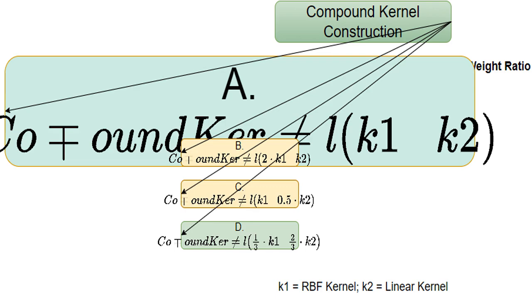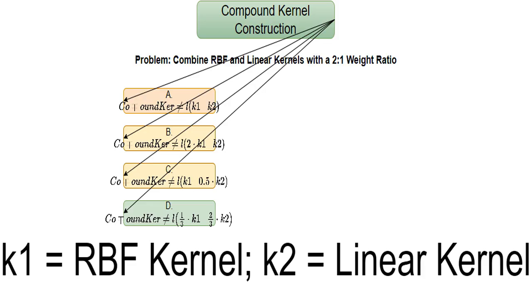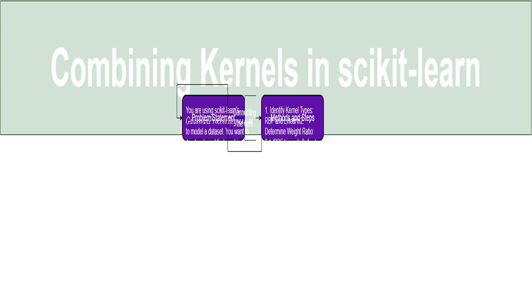Here, I define abbreviations. K1 stands for the radial basis function (RBF) kernel, and K2 is the linear kernel. This section introduces the core concept. We're learning how to combine different types of kernels in scikit-learn, a popular Python library for machine learning. Think of kernels as ways of measuring similarity between data points. By combining them, we can create more flexible and powerful models.